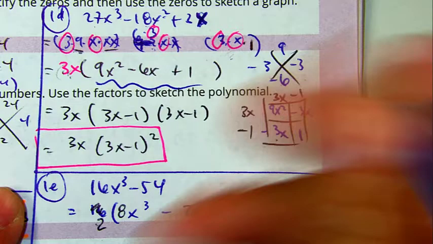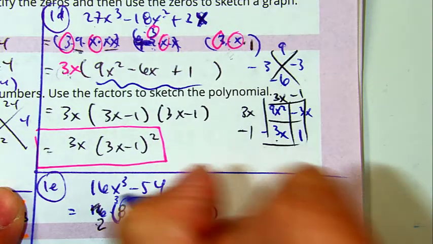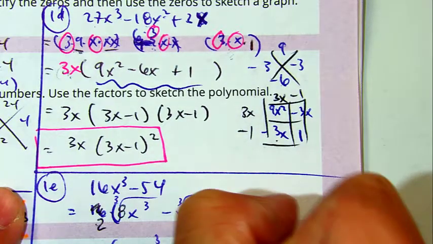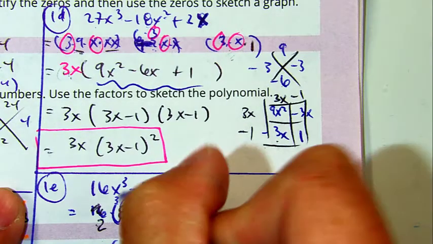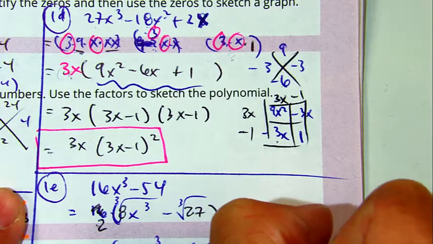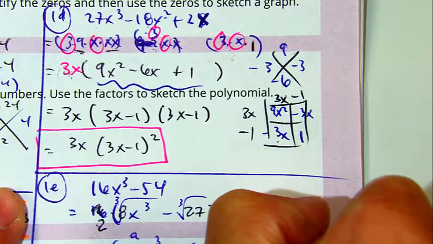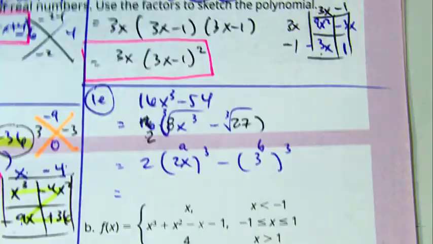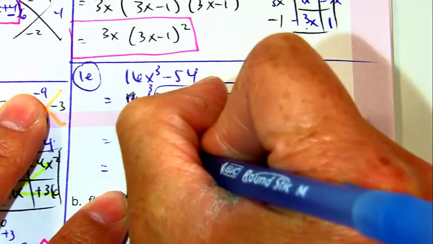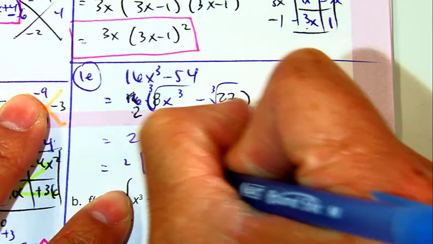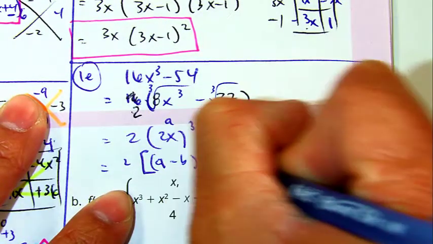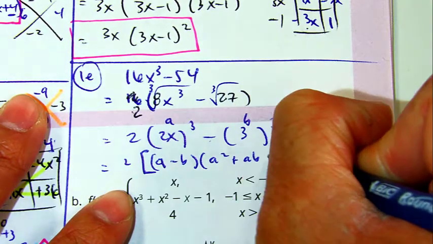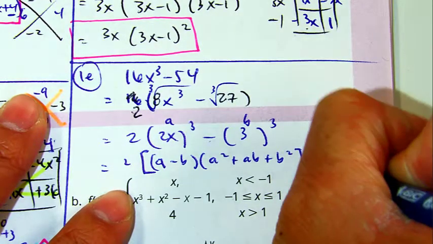And then if I take the cube root of each of these, that will give me a and b value. So that would be 2x, and that would be a 3. So this is my a, this is my b. Then if I write down my formula, this would be a minus b, SOAP, a squared plus ab plus b squared. Right? Where's my SOAP?